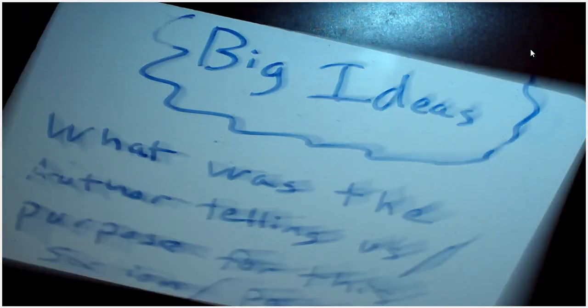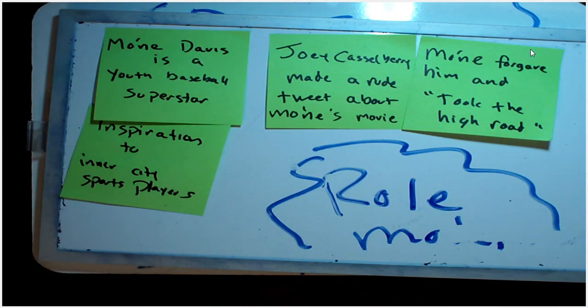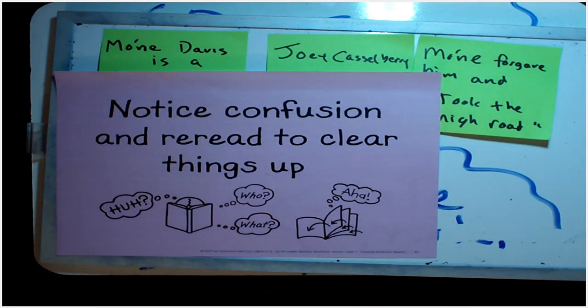What would the author be telling us? What's the purpose for that section specifically? Think about that as an editor, right? Why are you writing this for me? What is this telling me? And if it's not clear, you need to go ahead then and notice that confusion and clear that confusion up. And how do you do that? You stop and study the page.